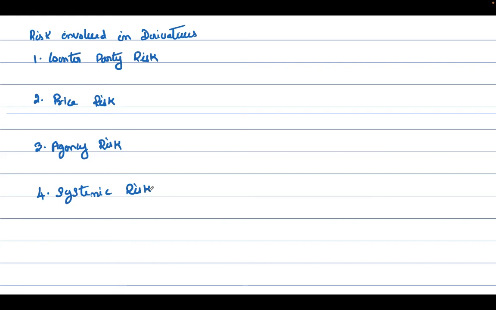So these are the four types of risk in financial derivatives. One is counterparty risk, when one of the parties defaults. Price risk: we are fixing the price based on expectations about the future, and we cannot easily justify what is going to happen in the future. We cannot fix the price by calculation, so there is a chance for price risk. Then agency risk, and the last one is systemic risk. These are the risks involved in derivatives.